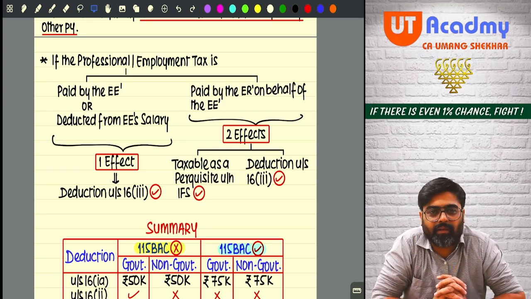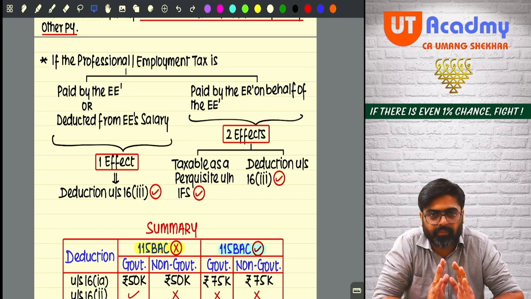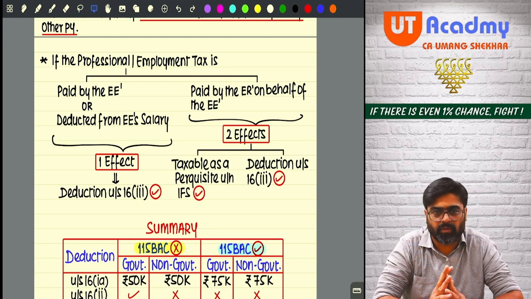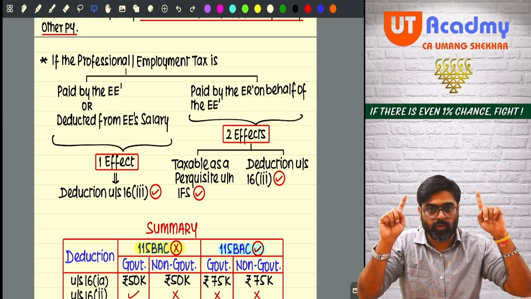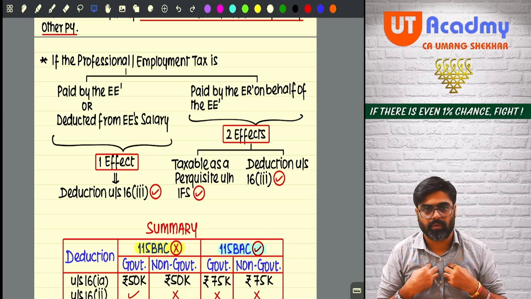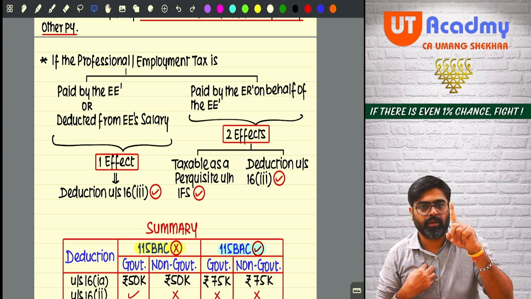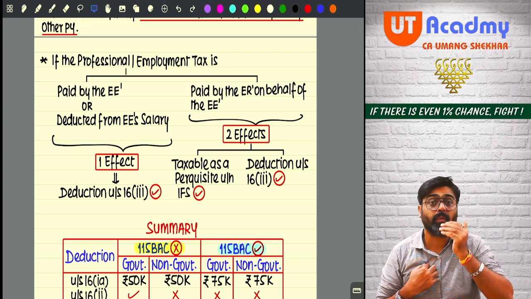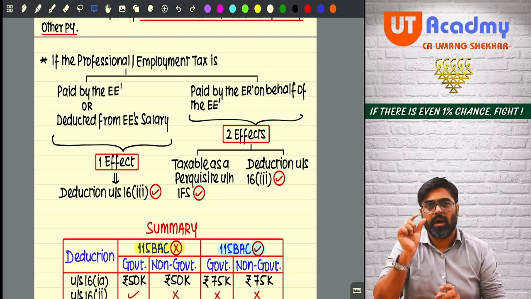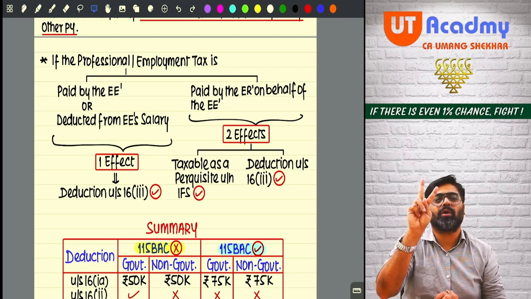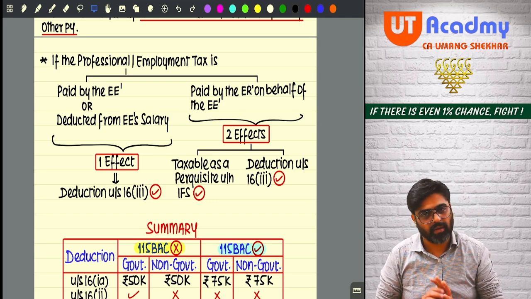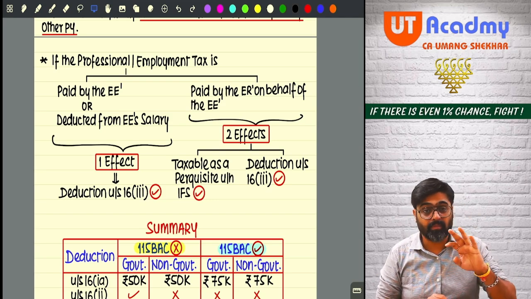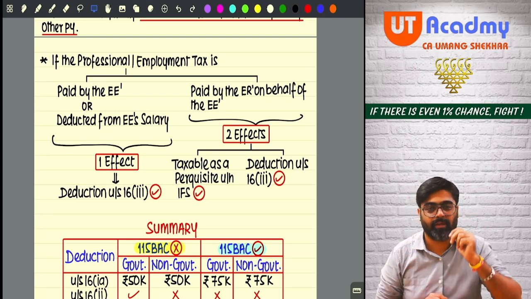Did you understand anything? See, when I told you to read this, if you are an employee, please try to visualize. You are an employee, I am your employer. I am supposed to give you 1 lakh rupees as your salary. Out of that 1 lakh rupees, 2000 rupees professional tax you are supposed to pay. So that can be paid by you in two ways.